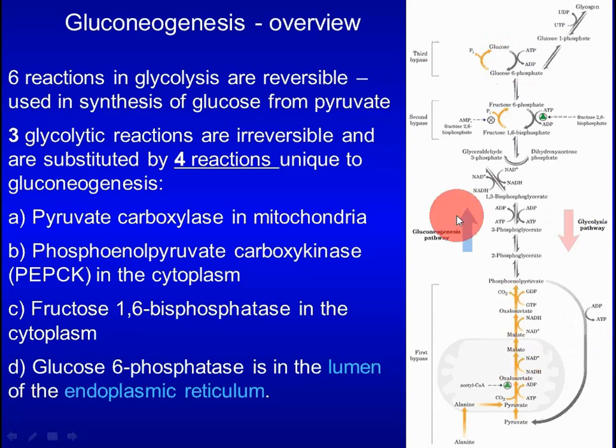These 4 steps specifically include pyruvate carboxylase in mitochondria, PEPCK in the cytoplasm, fructose 1,6-bisphosphatase in the cytoplasm, and glucose 6-phosphatase in the lumen of the ER.